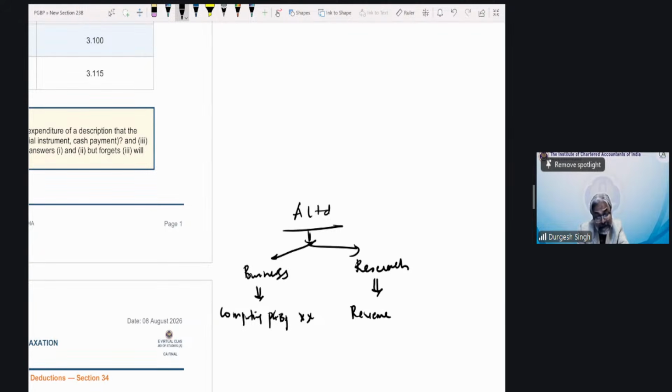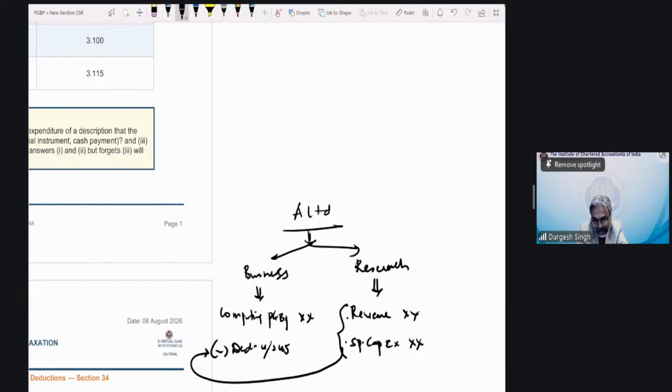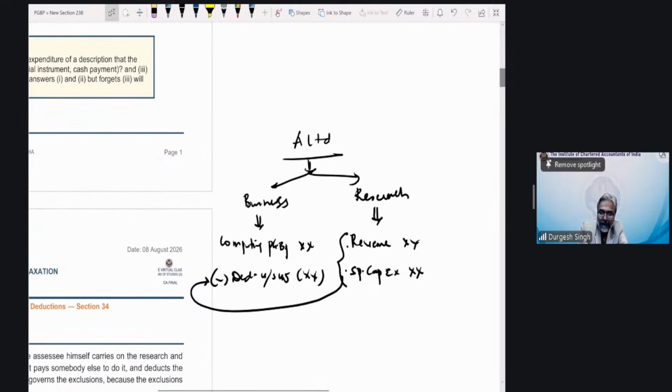Now visualize, students, this is how the things are. Revenue expenses and specified capex. Specified capex, not all the capex. Capex means capital expenditure, only the specified capital expenditure. Now, will these two also be allowed as deduction, students? And the answer is yes. Deduction under section 45. And after claiming the deduction under 45, you will get what? PGVP.